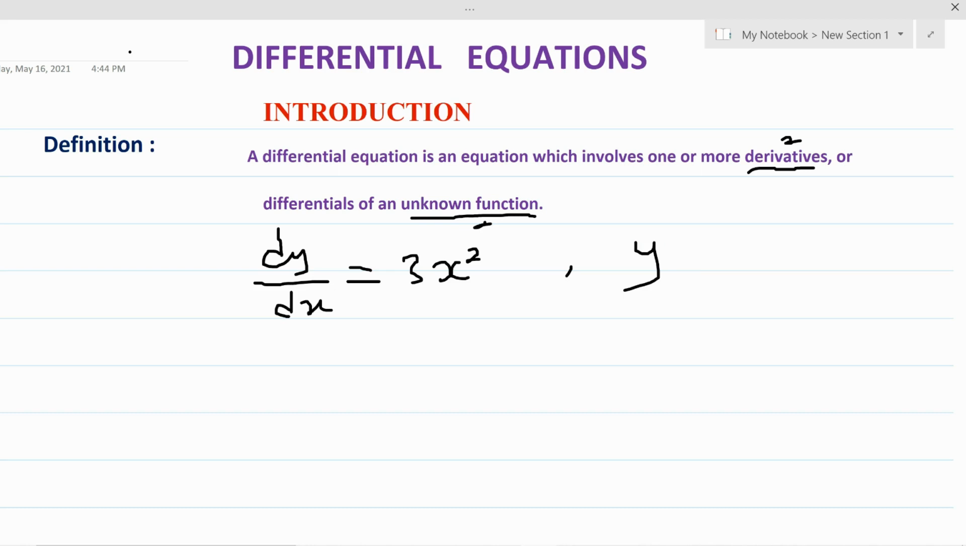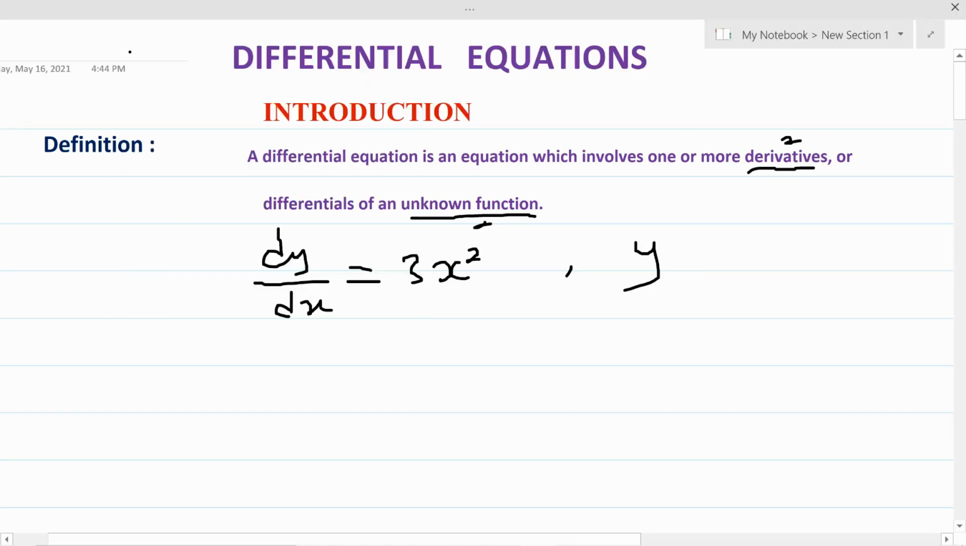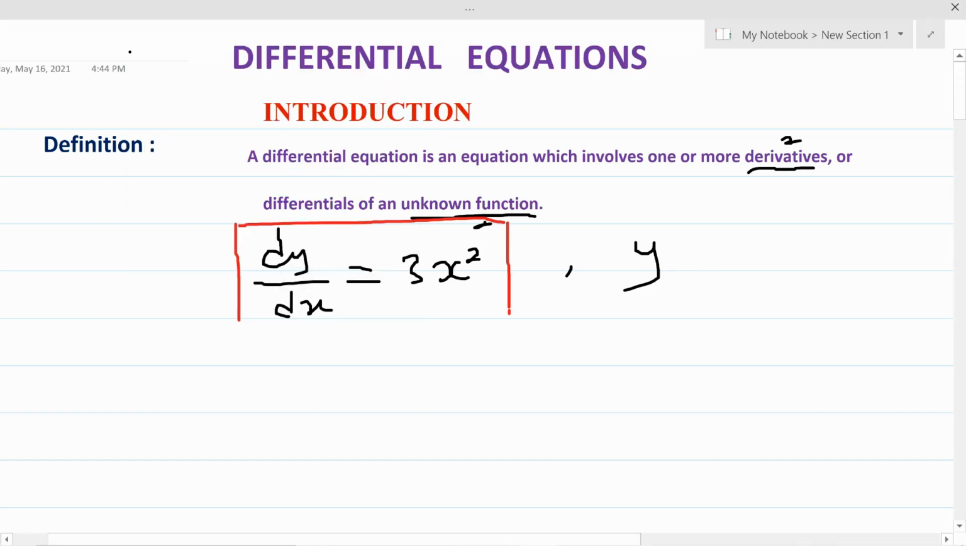So this whole statement means that there was some function y that when you differentiate it, it will give you 3x squared. That is what the definition means. It means that there's this unknown function y that we don't know, that when you differentiate, you get 3x squared.